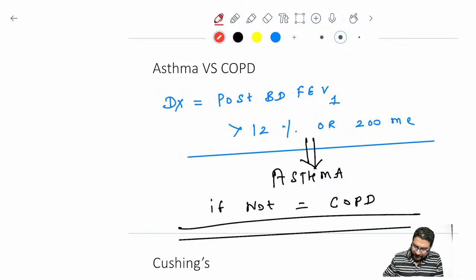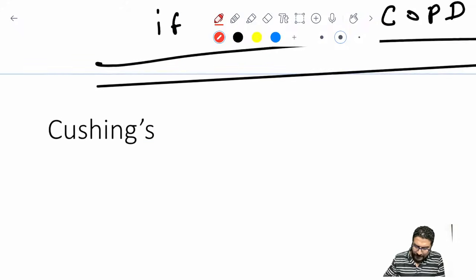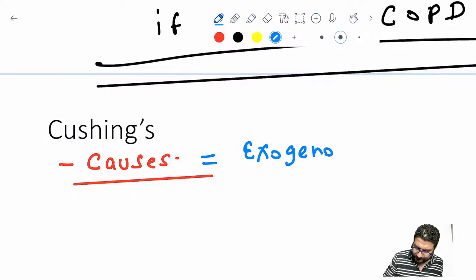Okay, now coming to Cushing's, they ask you questions on causes of Cushing's. What are the causes of Cushing's which you have to remember? Now I will not tell you the features, everyone knows them: central obesity, risk of diabetes, buffalo hump. Causes: the most common cause of Cushing's is exogenous. Then it can occur because of a pituitary tumor.